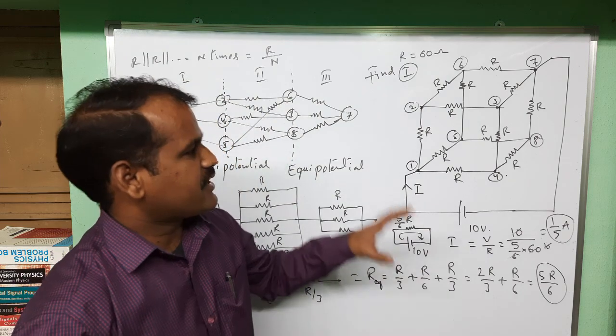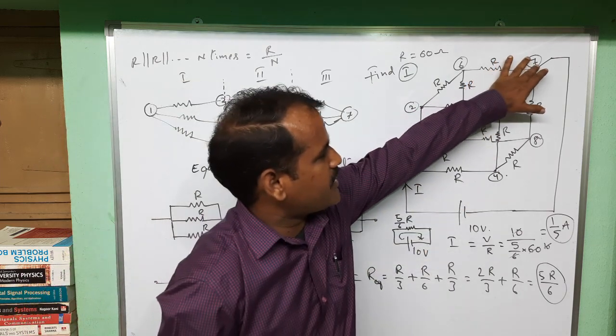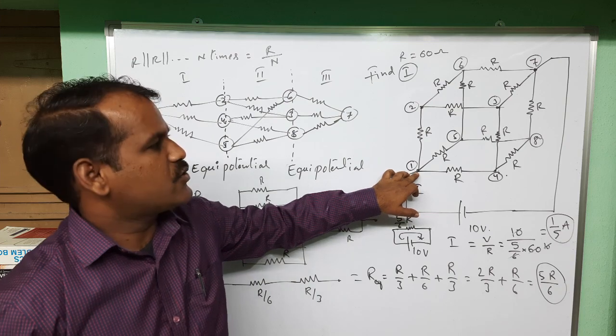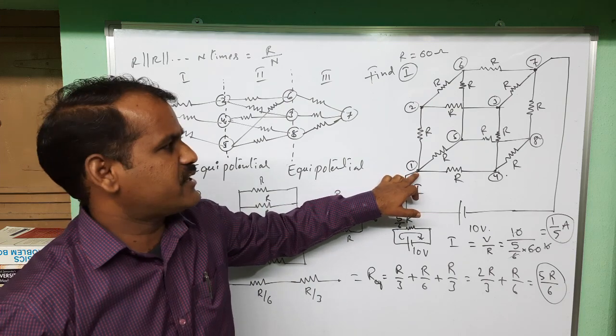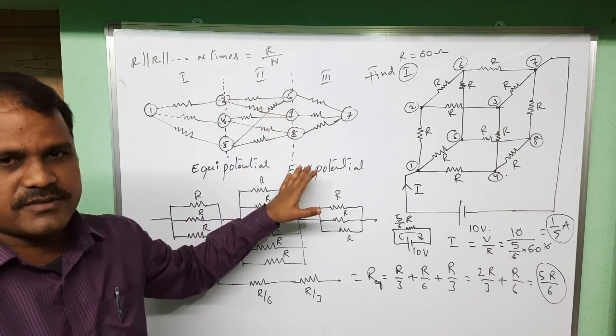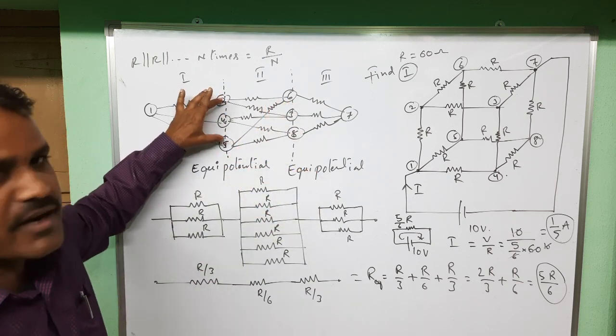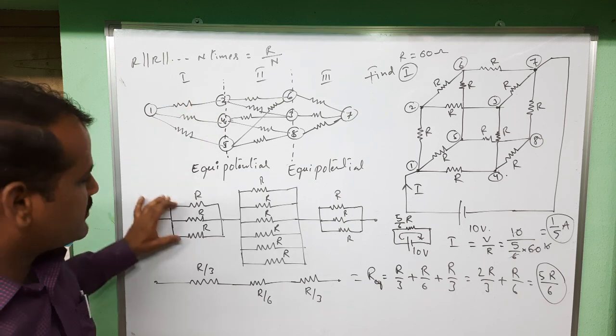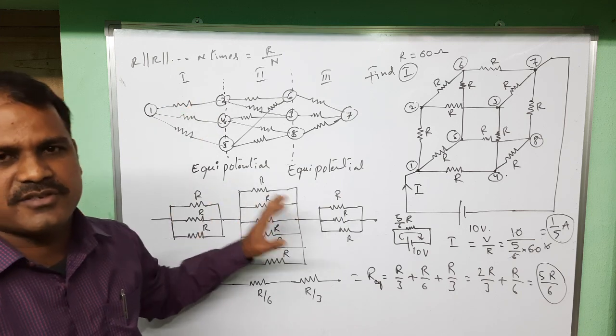In this problem the major task is finding the equivalent resistance between these two terminals. To find the equivalent resistance in such networks, we have to identify equipotential points first. If you combine those equipotential points properly, we can easily get series and parallel combinations of resistors.